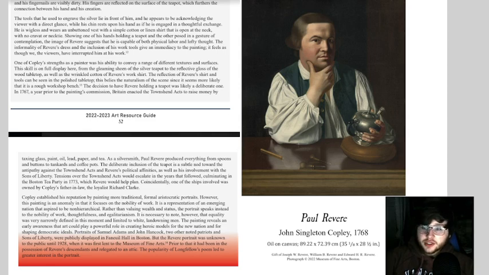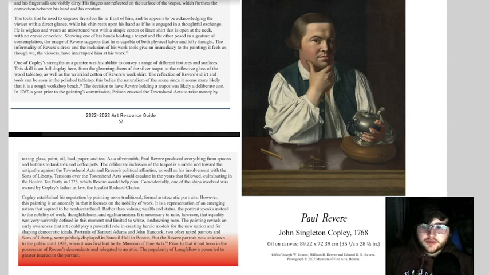Tensions over the Townshend Acts would escalate in the years that followed, culminating in the Boston Tea Party in 1773, which Revere would help plan. Coincidentally, one of the ships involved was owned by Copley's father-in-law, loyalist Richard Clarke.